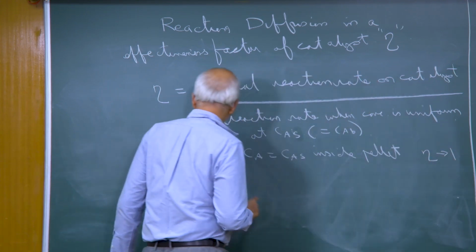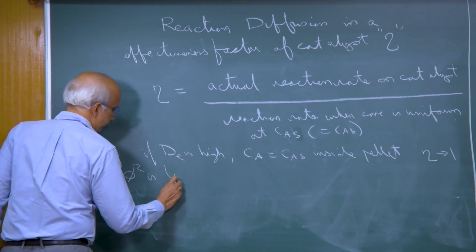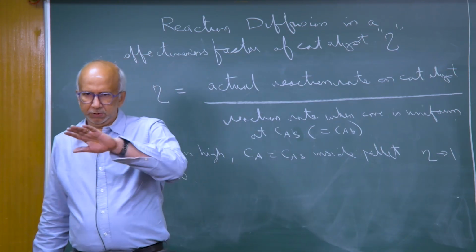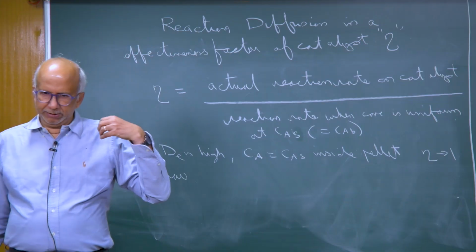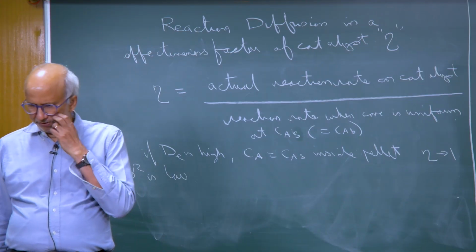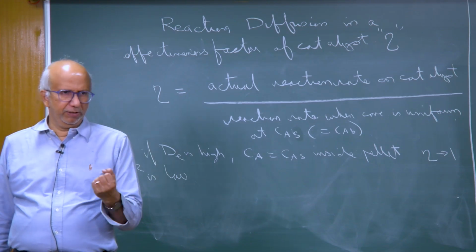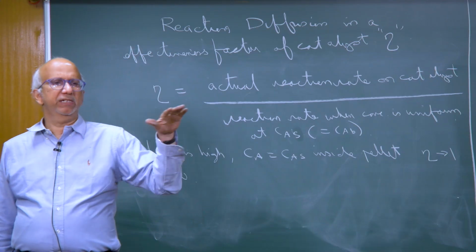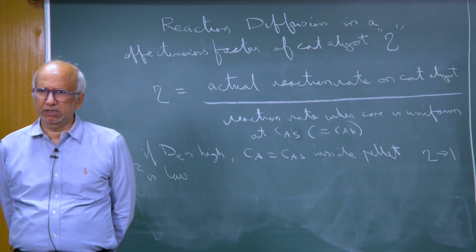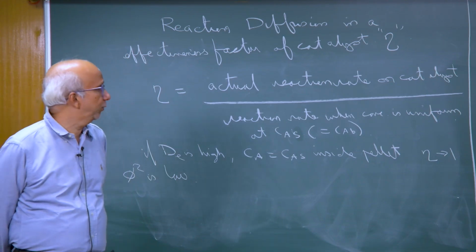Basically, if D is high, phi squared is low. Concentration will be uniform. Reaction is slow, diffusion is fast. I told you we are looking at comparing two different rates. The diffusion rate is very fast, reaction is very slow. So everywhere inside, for all practical purposes, I will have the surface concentration, and that is what you would get when you plot that.